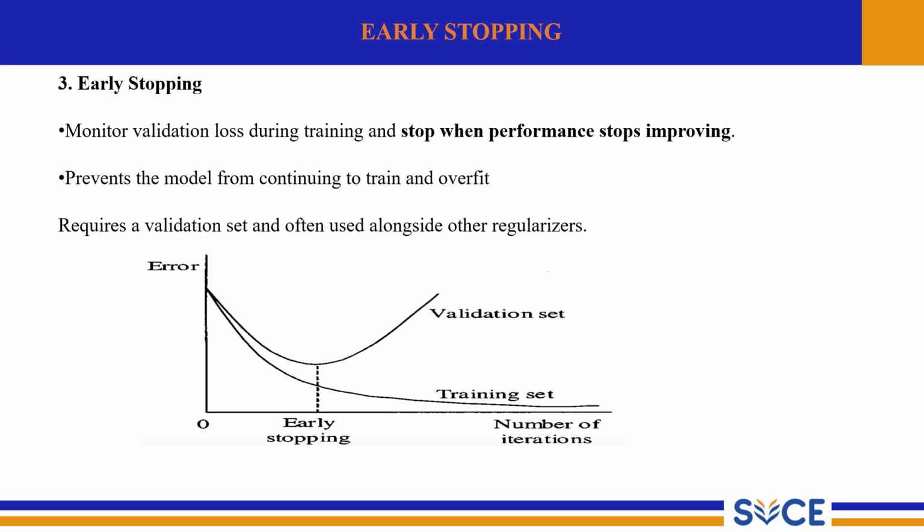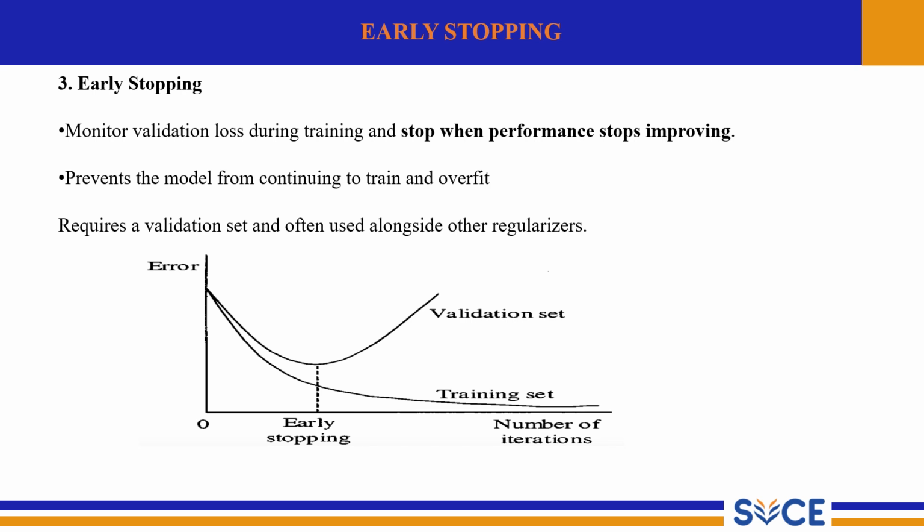Here we can see how early stopping works by looking at the behavior of the training and validation error over time. On the horizontal axis, we have the number of iterations, and on the vertical axis, we have the error. Notice the two curves. The training error keeps decreasing steadily as the model continues to learn. But the validation error behaves differently. It declines at first, reaches a minimum point, and then begins to rise again. That rising validation error is a clear sign that the model has started to overfit. It's memorizing the training data rather than learning general patterns.